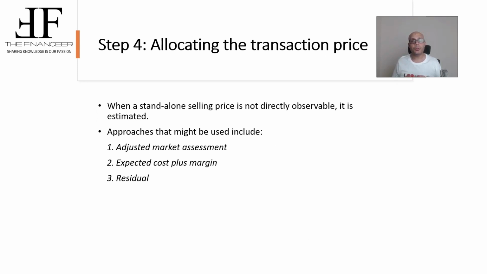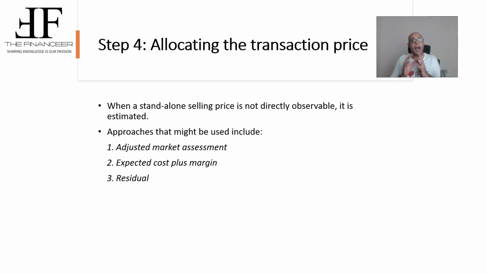Step number 4 is related to the allocation of the contract price over the performance obligations. You remember in step number 2 we determined how many performance obligations. You remember the telecom company: we have telecommunication service and we have a phone device. Now in step 3 we determine the contract price. So in step 4 you need to allocate this contract price over the performance obligations that you determined in step number 2.